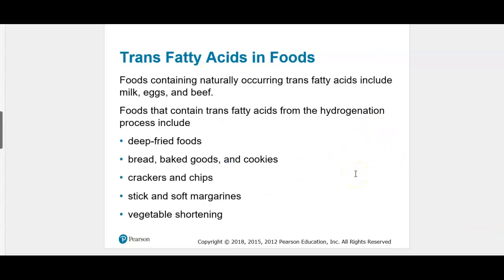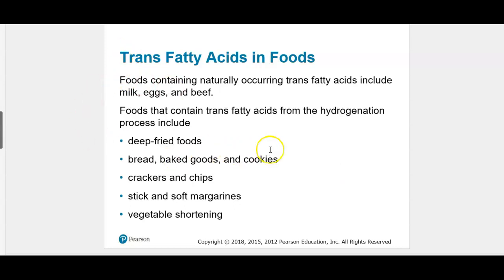Trans fatty acids. Well, here's how you get the stuff. Some occurs naturally: milk, eggs, beef, and you get foods from the hydrogenation process, and then anywhere you bake or fry these things, or they stick in soft margarines, and then they mentioned vegetable shortening. These are all margarines, hydrogenation products, and so is shortening. So anytime you have that process, you're going to get some trans fatty acids.